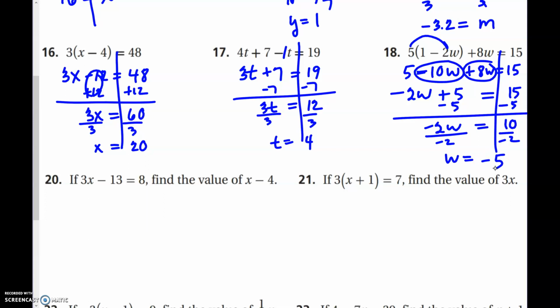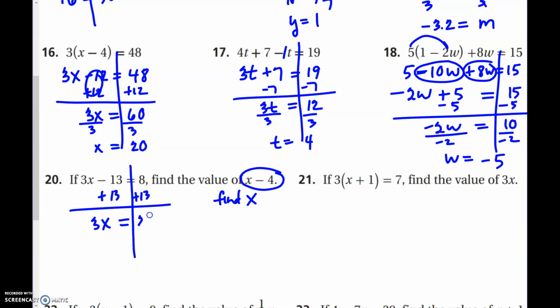All right, we have 2 problems left here, and what they actually want us to do for number 20 is to find the value of x minus 4. But first we have to find x. We need to know what x is so we can substitute it in here. So we're going to go over here and solve this. 3x minus 13. We're going to move the negative 13 first, and because that says negative 13, we are going to add 13 to both sides. So 3x equals 21.